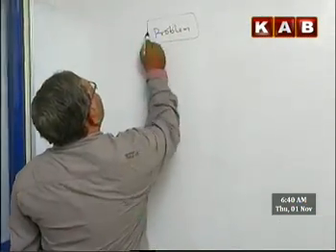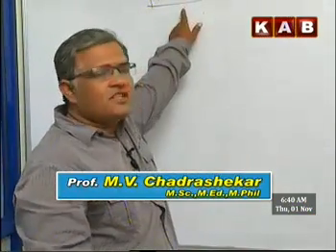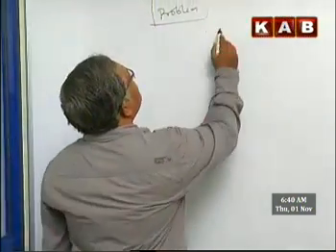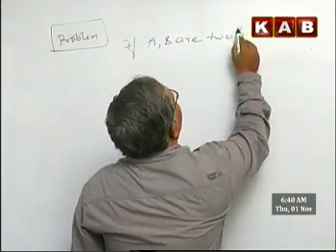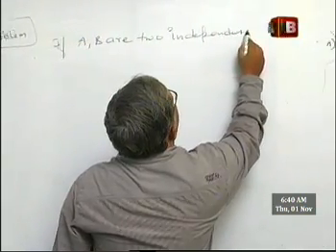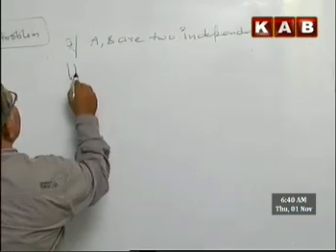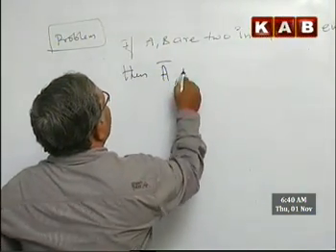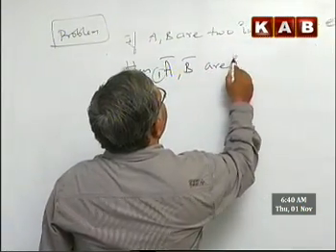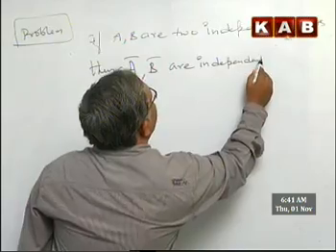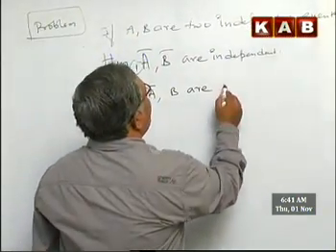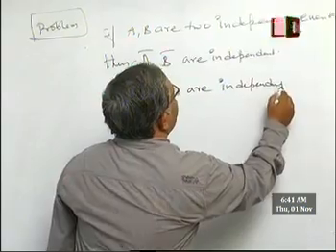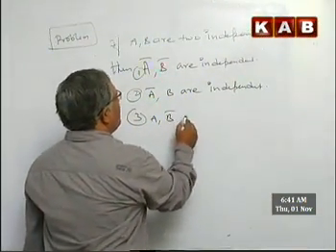The problem as such may not be asked in exam, but the questions based on conditional event surely utilize this particular problem's results. What is the problem? The problem is, if A, B are two independent events, then A bar, B bar are independent. That is the first one. And the second one, A bar, B are independent. Third one, A, B bar are independent.